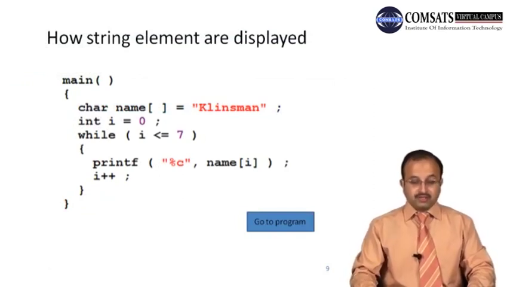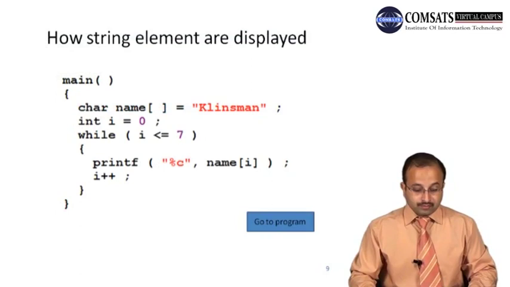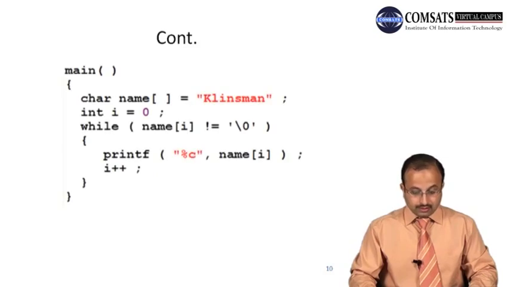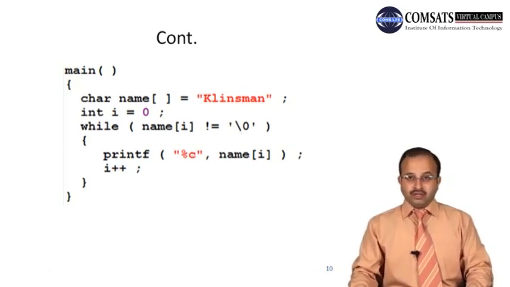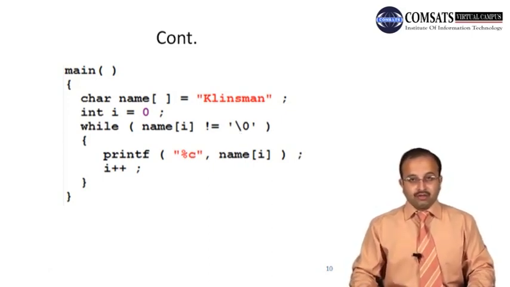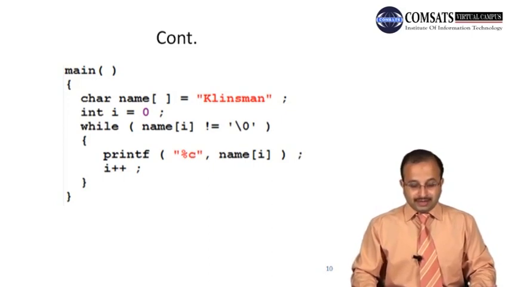So this is one of the mechanisms to display the string content on the screen, right? This is another mechanism, and that is a very useful mechanism where you check that you reach the null character. Until you reach the null character, you are going to print all the characters, and when you reach the null character, then you have to terminate the loop or come out from the loop.